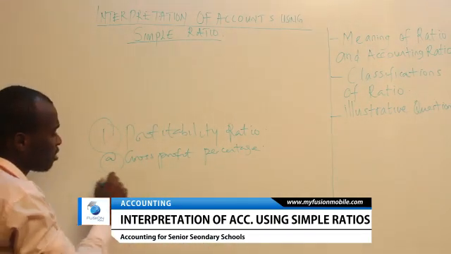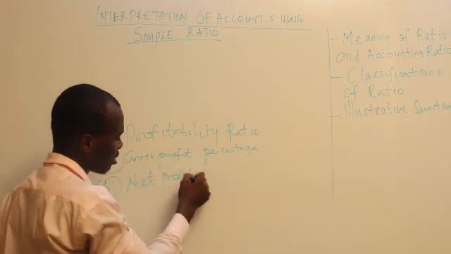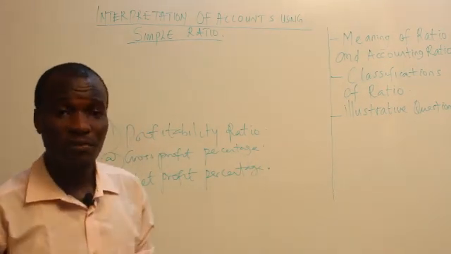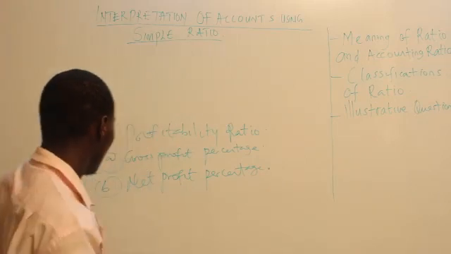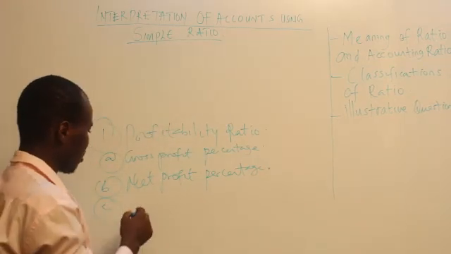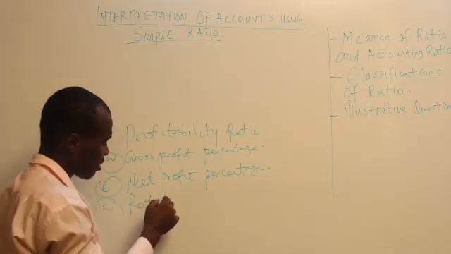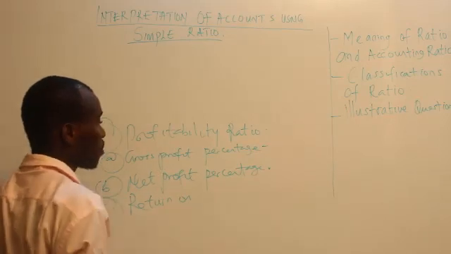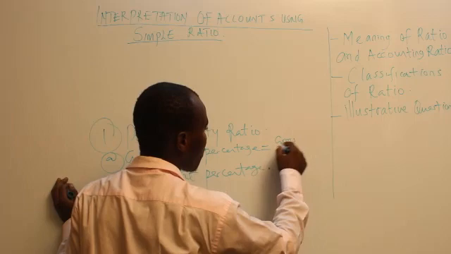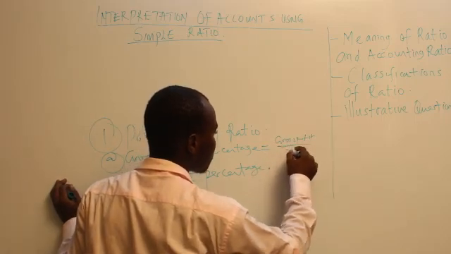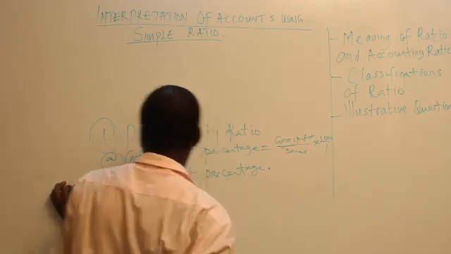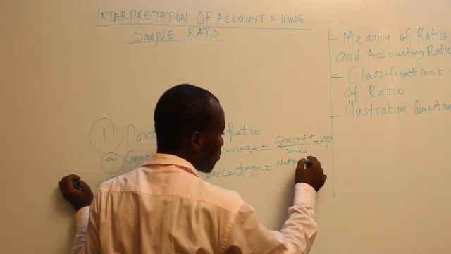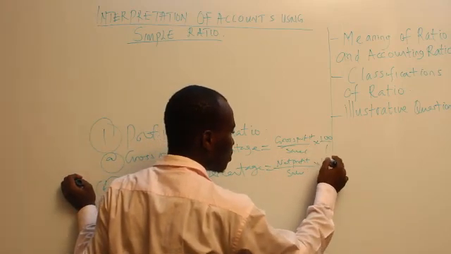So we also have B, net profit percentage. The net profit percentage expresses the net profit as a percentage of sales. So C, we have the return on capital employed. So we have the gross profit percentage. That will give us the gross profit over the sales times 100 over 1. Now the next thing, we have net profit percentage, as earlier explained. We have the net profit over sales times 100 over 1.